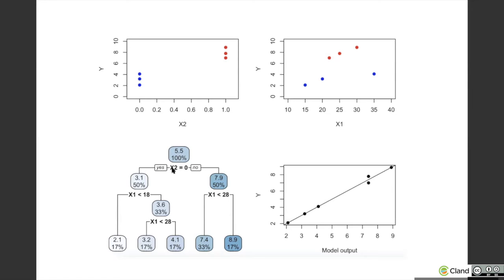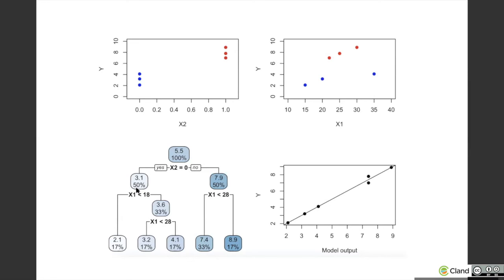Then the algorithm decided that x2 was the most important input, and considered two situations, x2 equals 0 or x2 different from 0. If x2 is equal to 0, you go to the left branch, and you obtain 50% of the data. If you compute the mean value of this 50% of the data, you obtain 3.1. If x2 is equal to 1, you go to the branch on the right, and you obtain 7.9 as mean value.